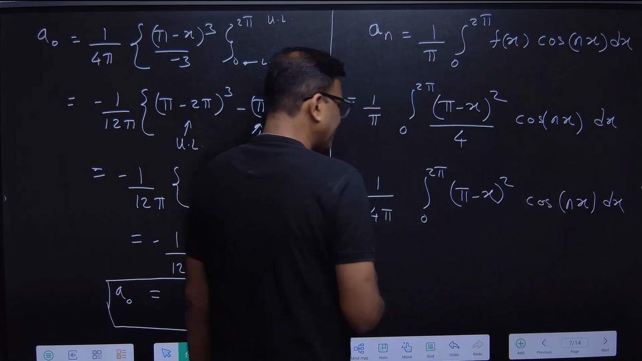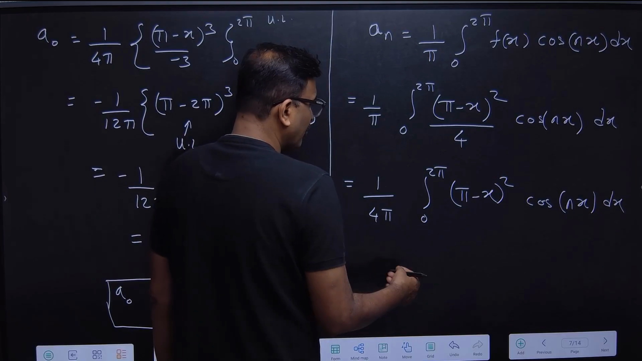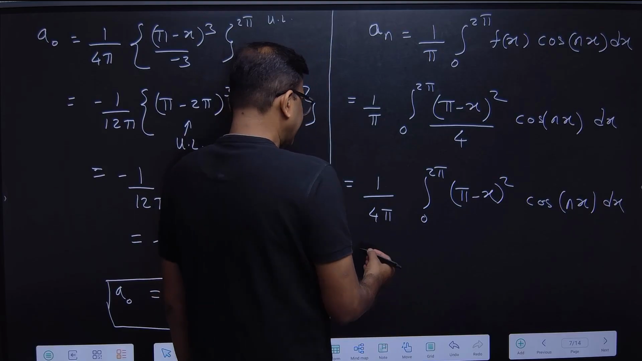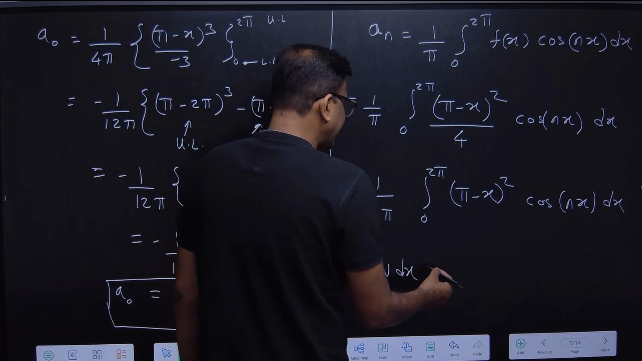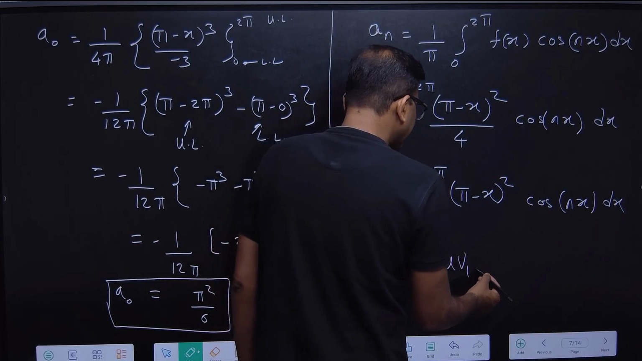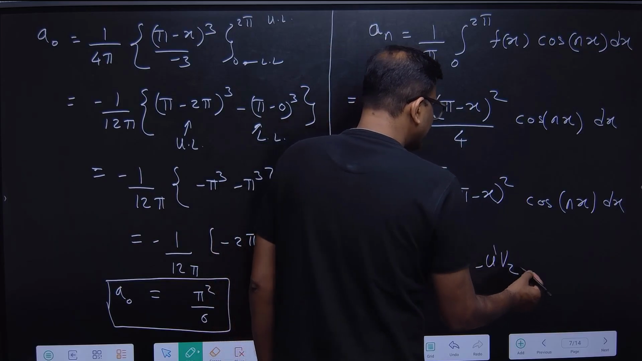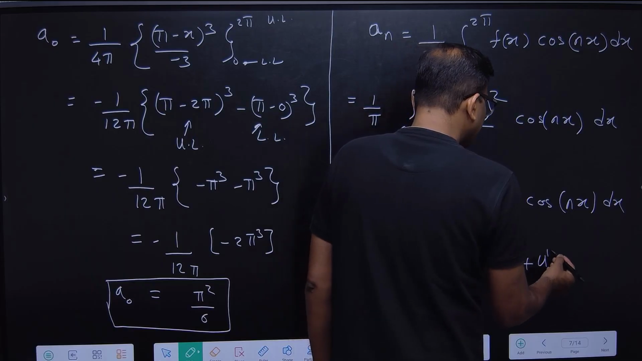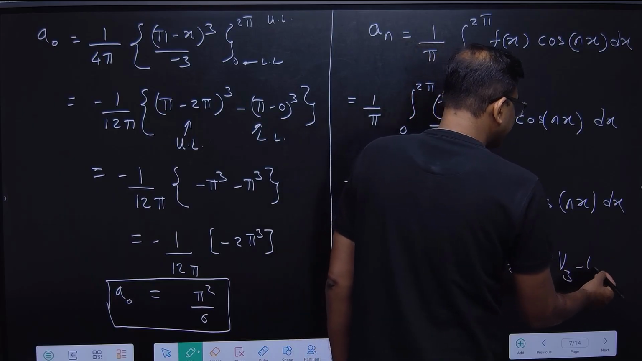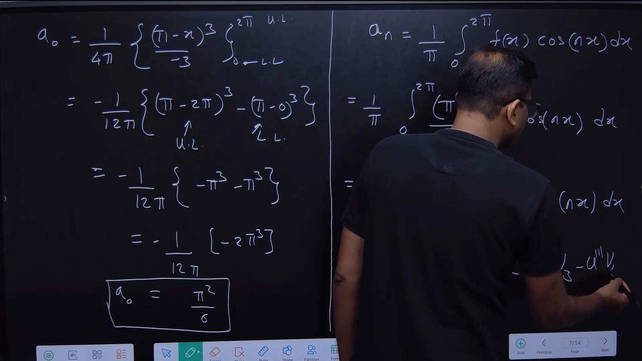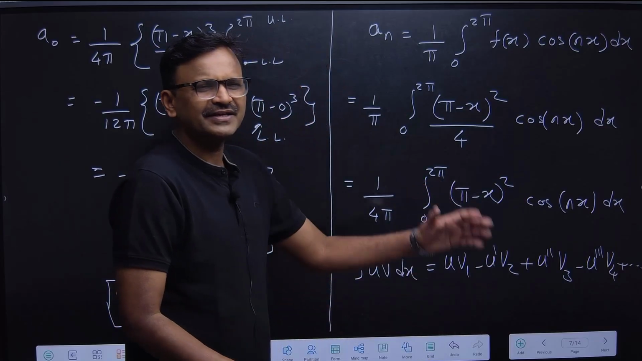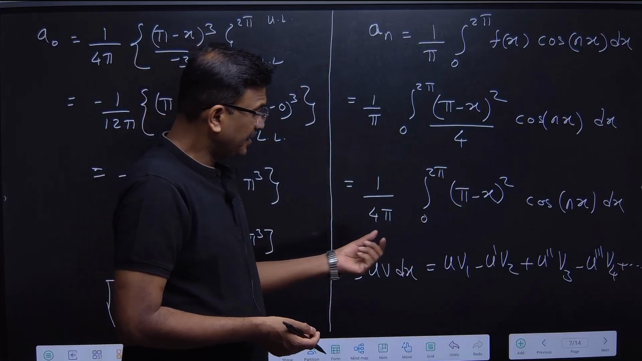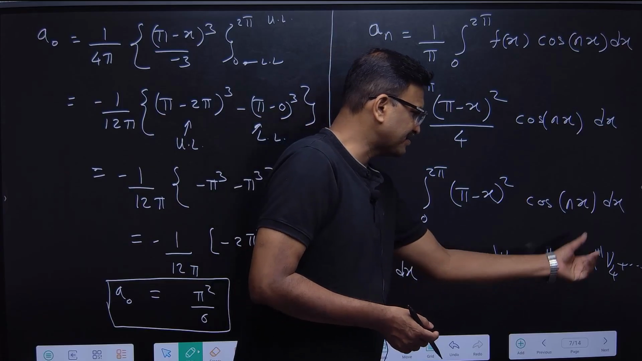And now, to integrate this, we can apply the shortcut formula of integration by parts. That is, integration of u v dx. Integration of u into v dx is u into v1 minus u dash into v2 plus u double dash into v3 minus u triple dash into v4 plus dot dot dot. We know that this is a never ending formula, you can say. And here it is alternate plus minus plus minus.